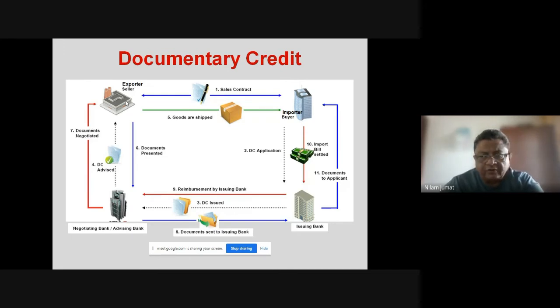Put an FD or whatever you have. Keep it with me, and I'll give interest till the documents come, and then I'll apply the FD and pay the money. But keep the money 100%. I can't lose. Right? That may be one angle, the agreement between the importer and the bank.